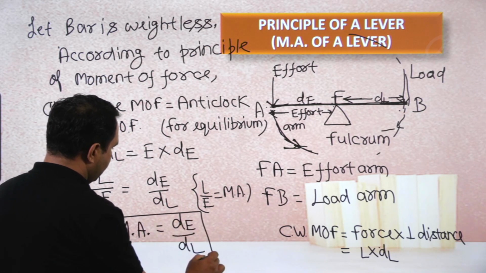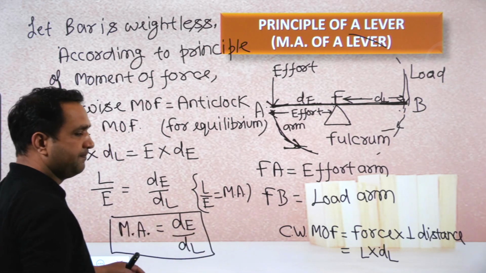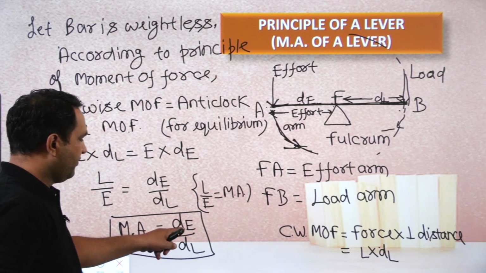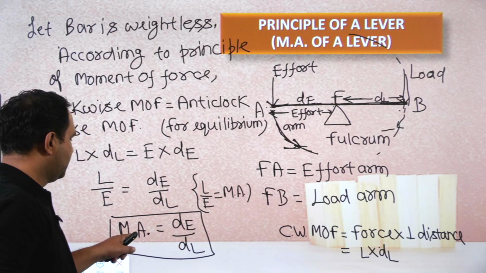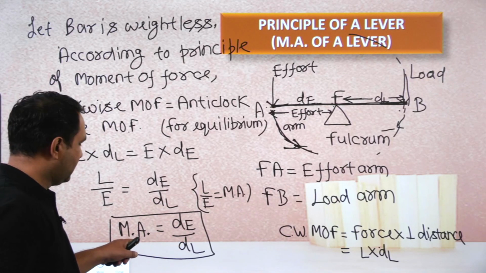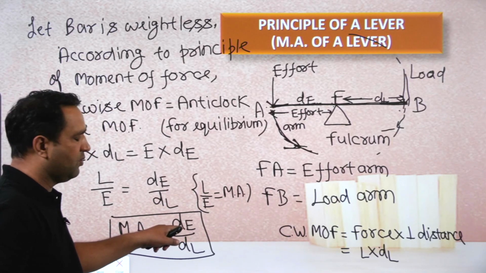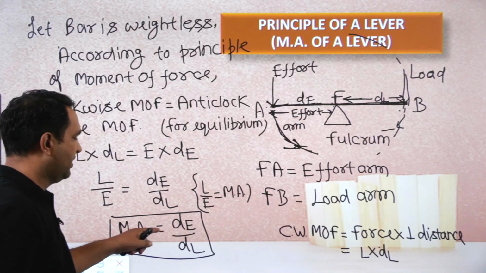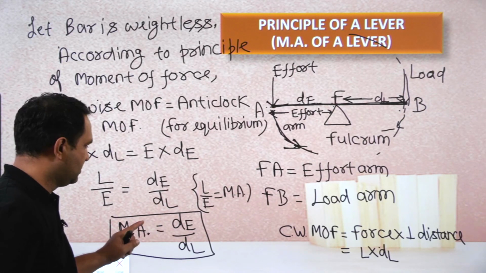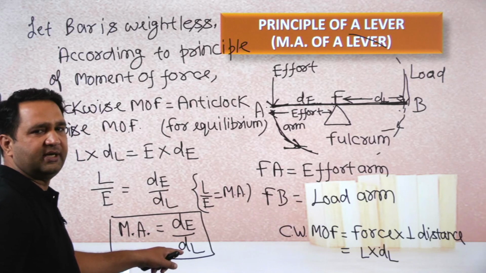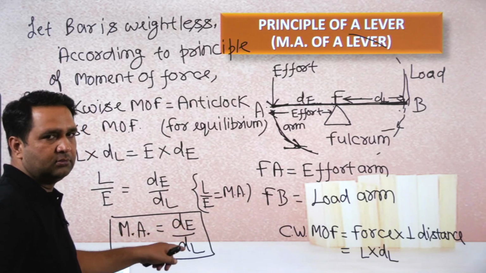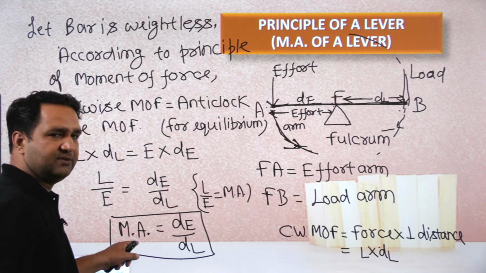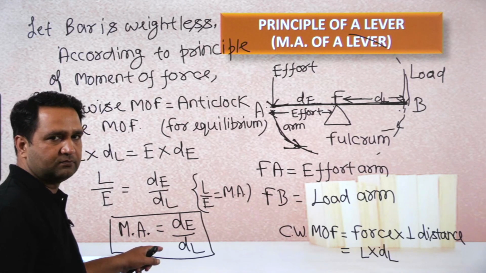So from here, what are the conclusions? The longer the effort arm, the greater the mechanical advantage. Mechanical advantage is directly proportional to effort arm. So the longer you keep the effort arm, the more mechanical advantage you will get. If the load arm is greater than the effort arm, then the mechanical advantage will be lesser.